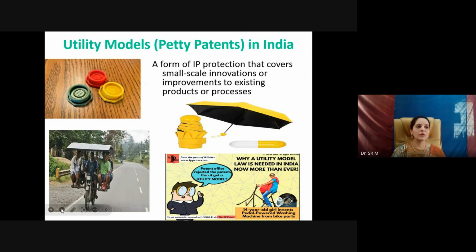Infringement occurs when someone uses your utility model without authorization. Legal remedies can include damages and injunctions.